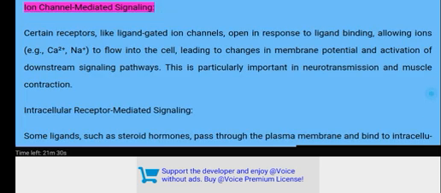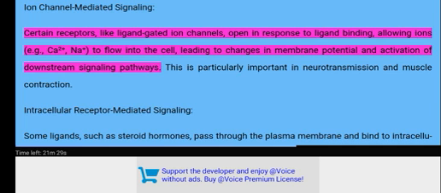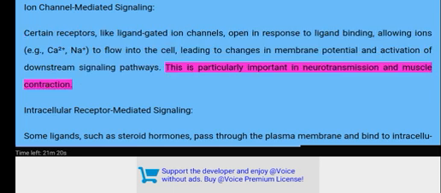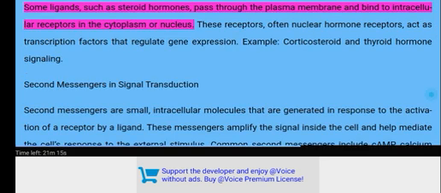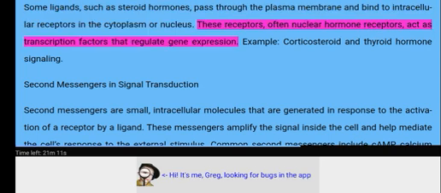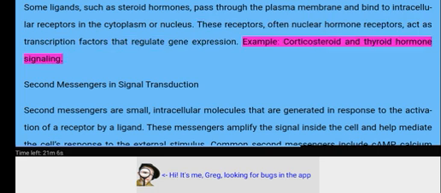Ion channel mediated signaling. Certain receptors, like ligand-gated ion channels, open in response to ligand binding, allowing ions, e.g., Ca²⁺, to flow into the cell, leading to changes in membrane potential and activation of downstream signaling pathways. This is particularly important in neurotransmission and muscle contraction. Intracellular receptor-mediated signaling. Some ligands, such as steroid hormones, pass through the plasma membrane and bind to intracellular receptors in the cytoplasm or nucleus. These receptors, often nuclear hormone receptors, act as transcription factors that regulate gene expression. Example: corticosteroid and thyroid hormone signaling.